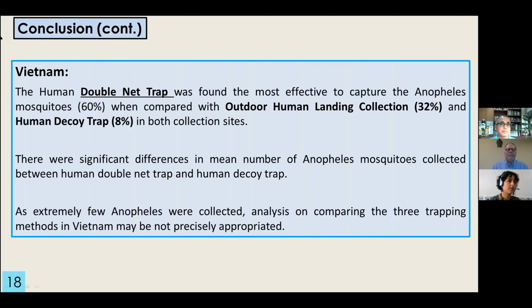In Vietnam, the human double-net trap was found to be the most effective to capture Anopheles mosquito, representing 60% when compared to outdoor human landing collection, representing 32%, and human decoy trap, 8% in both collection sites. However, significant differences in mean number of Anopheles mosquito collected were observed between human double-net trap and human decoy trap. As an extremely low number of Anopheles was collected, analysis comparing the 3 trapping methods in Vietnam may not be precisely appropriate.